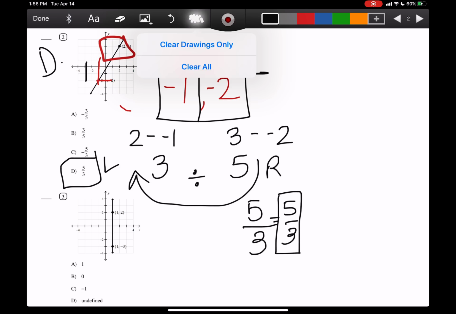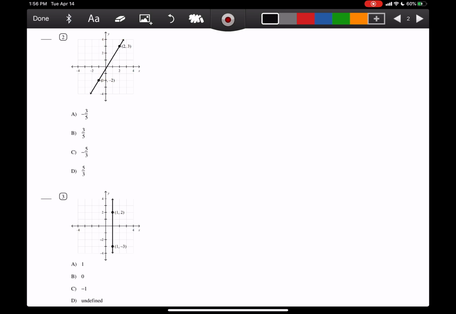All right, let's take a look at number 3 here. Let's clear this off really quick. It gives us 2 points, so we know that we can do box method. We have 2 options to solve number 3. We can do box method or we can use Mr. Slope Guy. Well, let's start with box method first. I'm going to take my first point, 1, 2. My second point, 1, -3. And I'm going to draw a box.